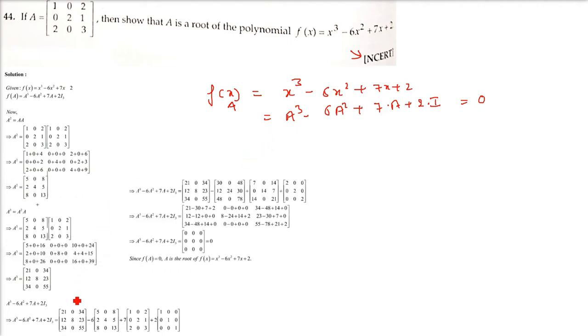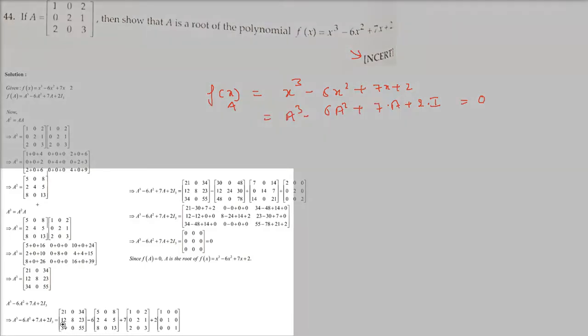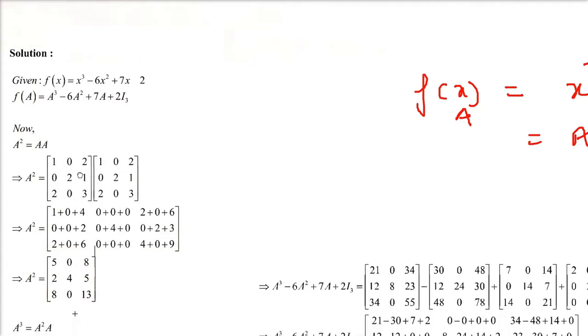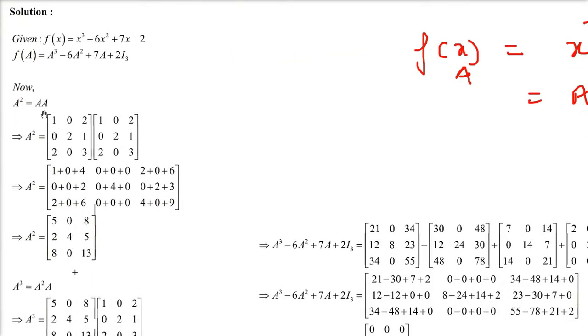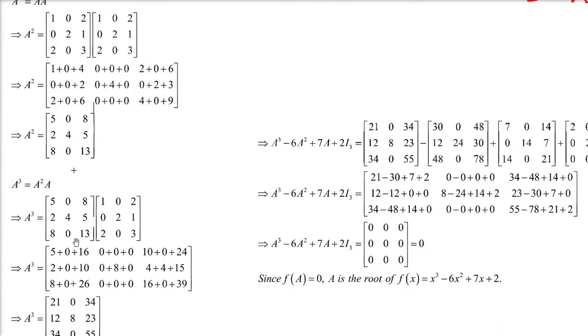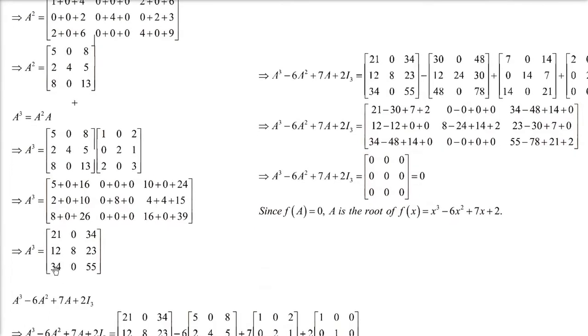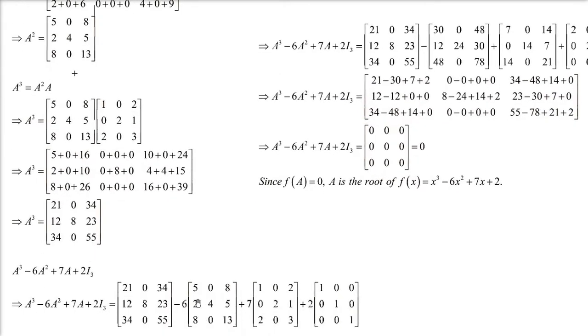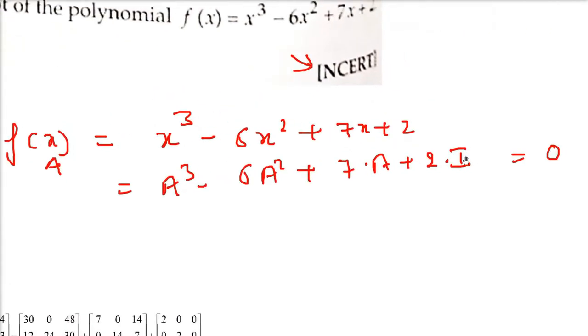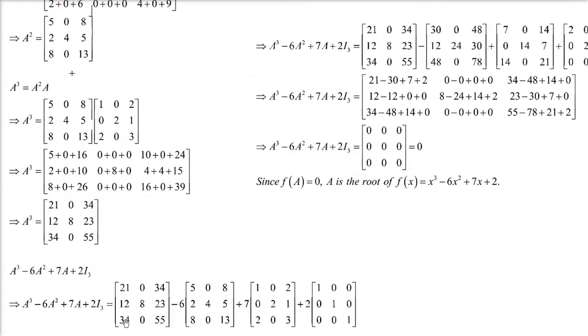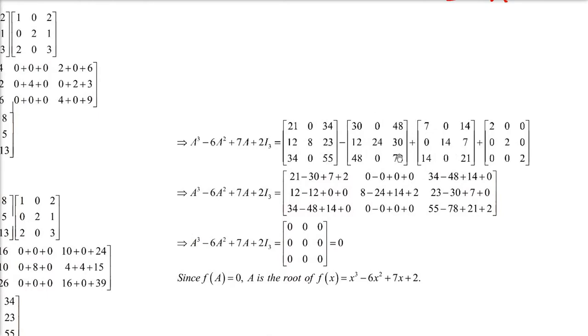So what you have to do is simply, because it will take a lot of time, I'll just show you here. A you already have. A dot A, multiply these two. Then again multiply A, you will get A cube. So this A square and A cube you have to compute. Then take A square and A cube and put them in this equation along with the 3 by 3 identity matrix, twice of this identity matrix, and when you put in all these values, you will get a null matrix, and that will be the root.